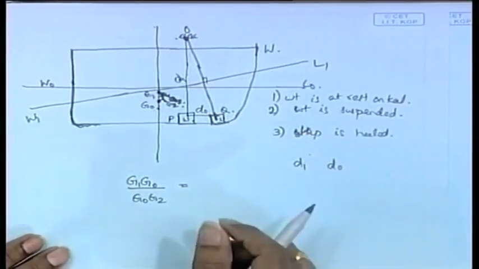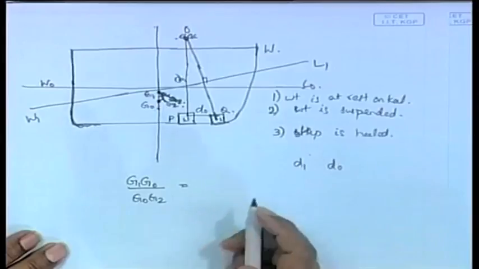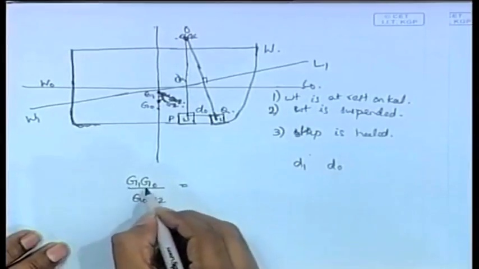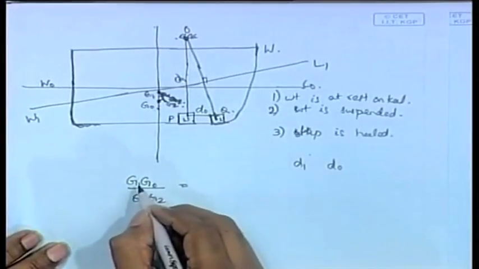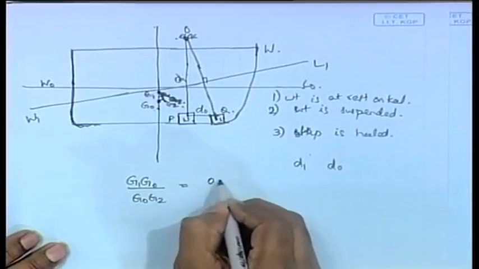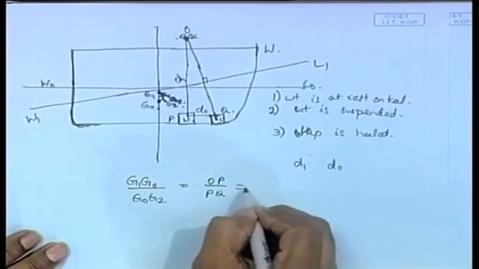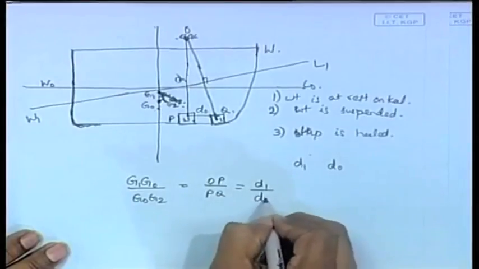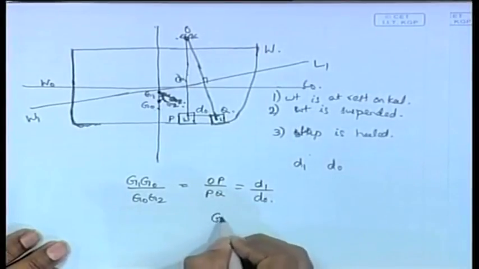Okay, then now what we are saying is that the two triangles are similar. So, you have g0 g1 by g0 g2 is equal to OP by PQ, which is equal to d1 by d0. Then I just do this g0.